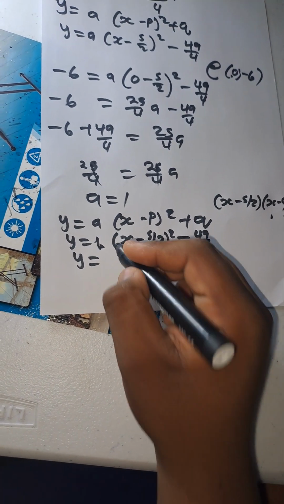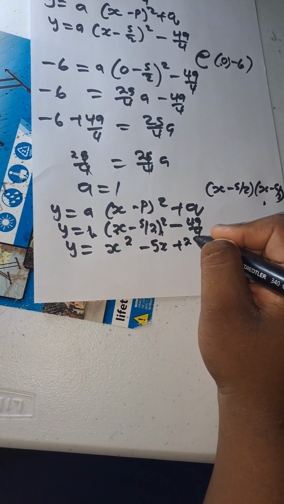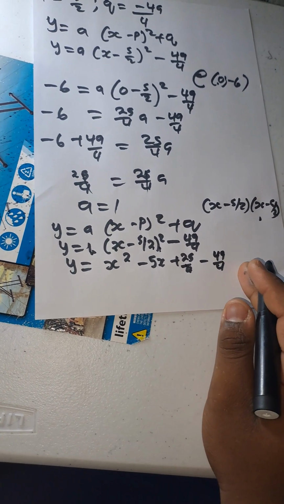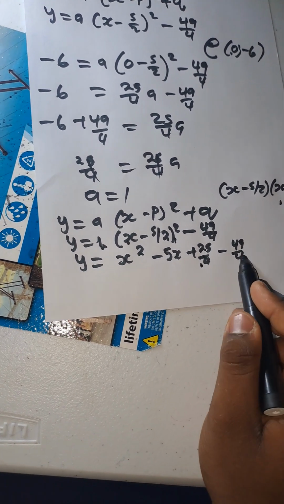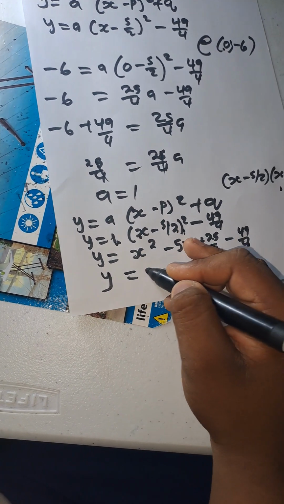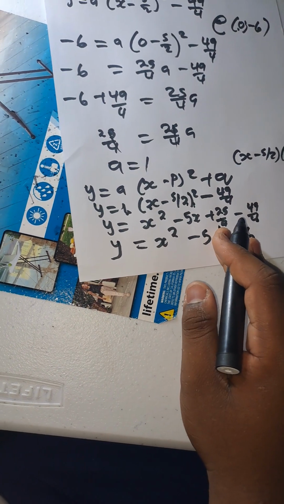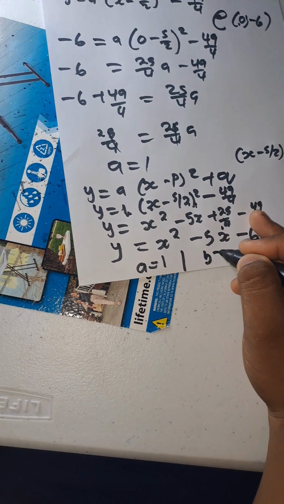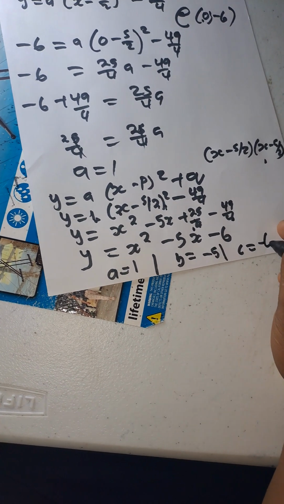But when I do it, it's gonna be x squared minus 5x plus 25/4 minus 49/4. You can do it on your own because I'm just trying to save time. So this minus this is what? Minus 6. So it's gonna be y is equal to x squared minus 5x minus 6. So now I got my equation. So that's when I can say a is equal to 1, b is equal to -5, and c is equal to -6.